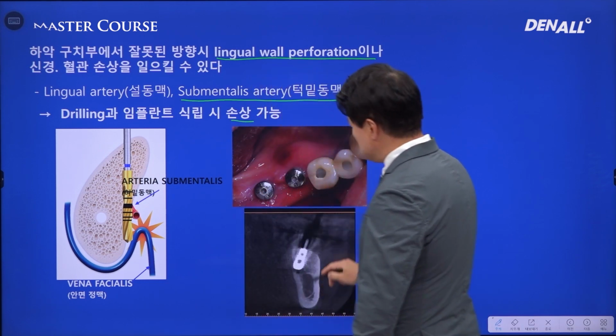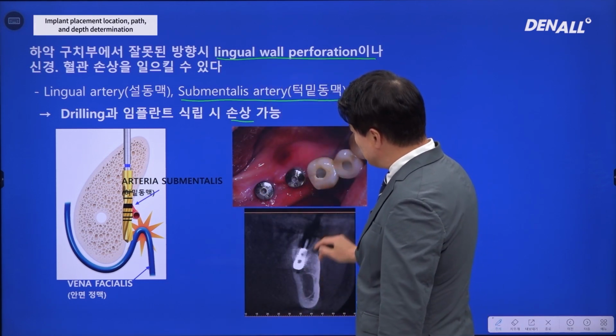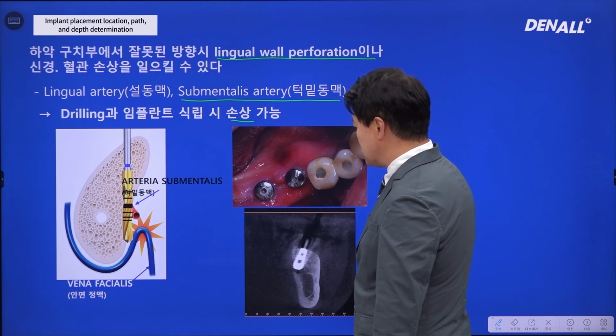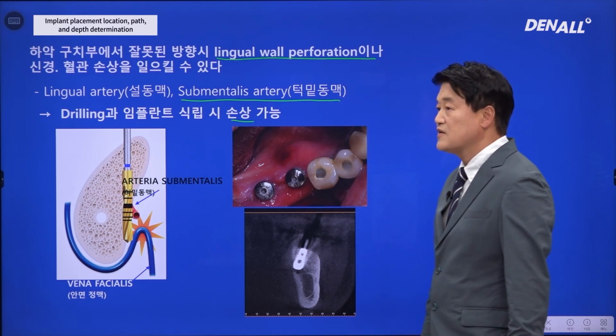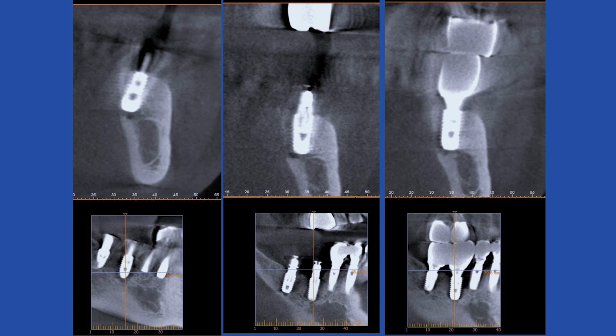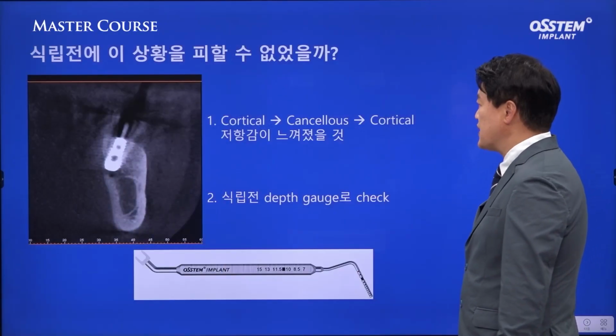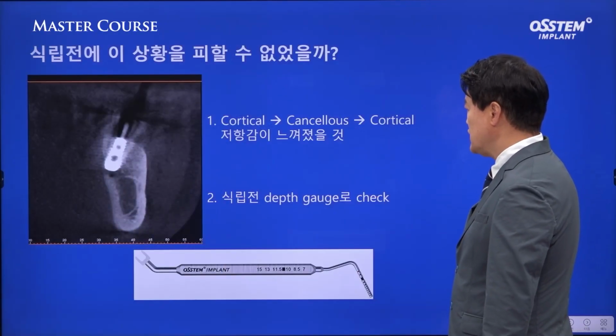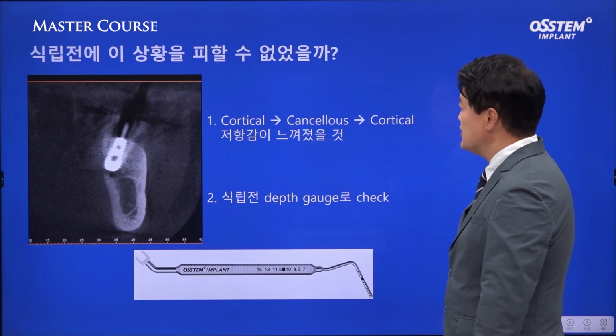So in the lower posterior region, we need to be careful not to make lingual wall perforation. So this is the result, and it was found later, and the surgery was done again to correct the direction of the implant placement.